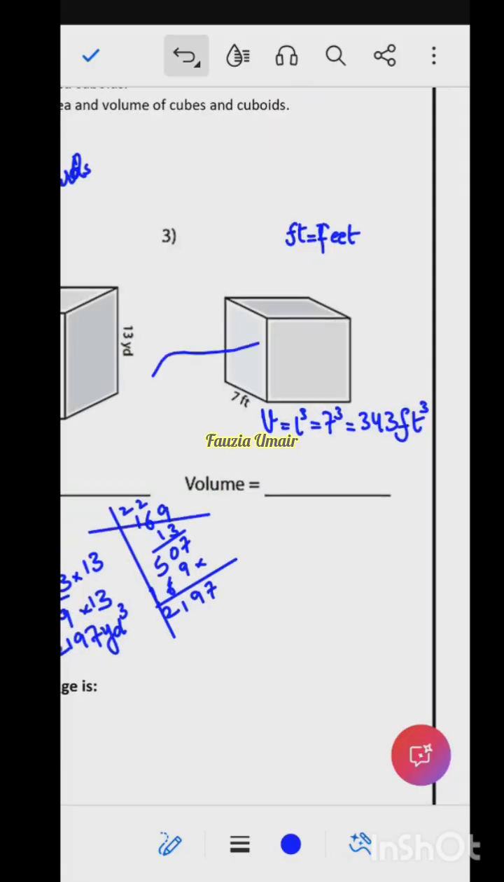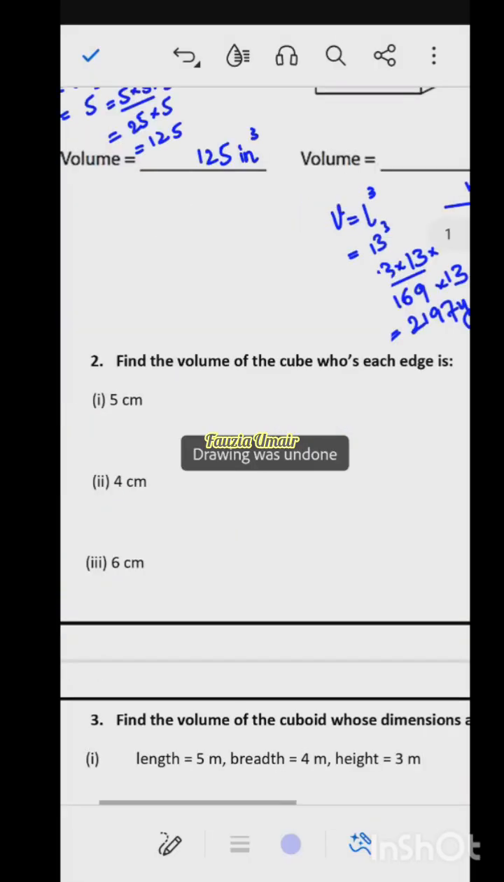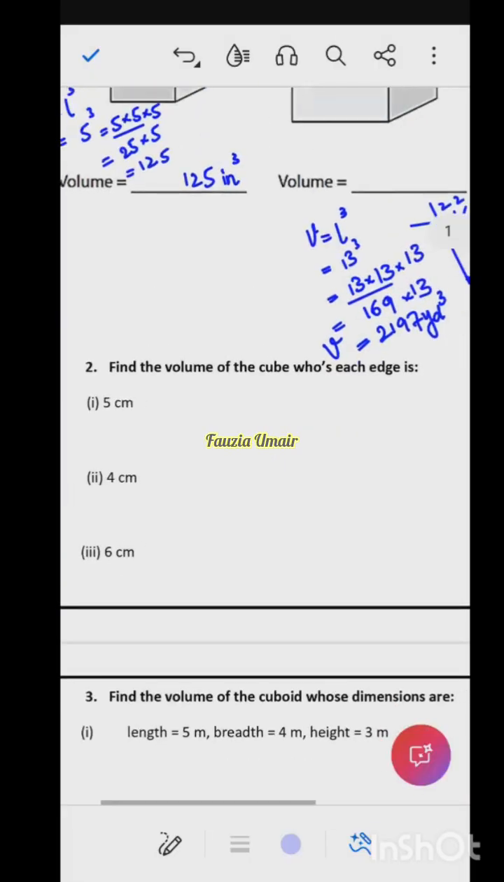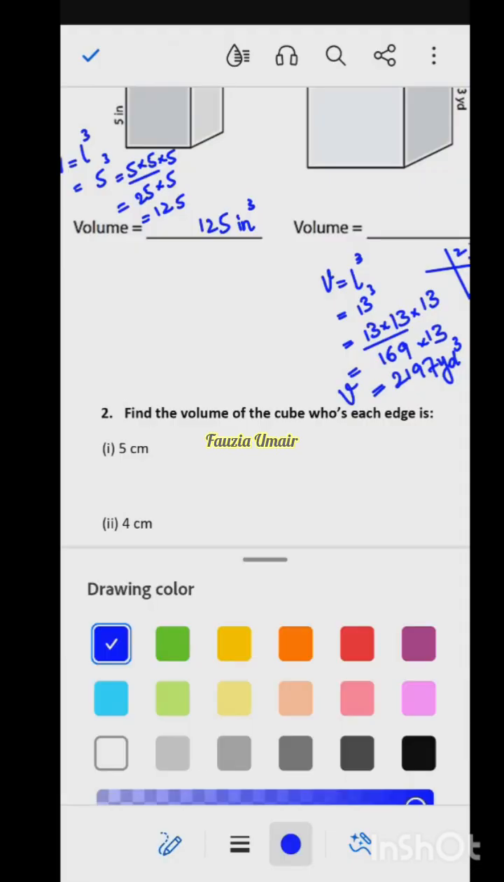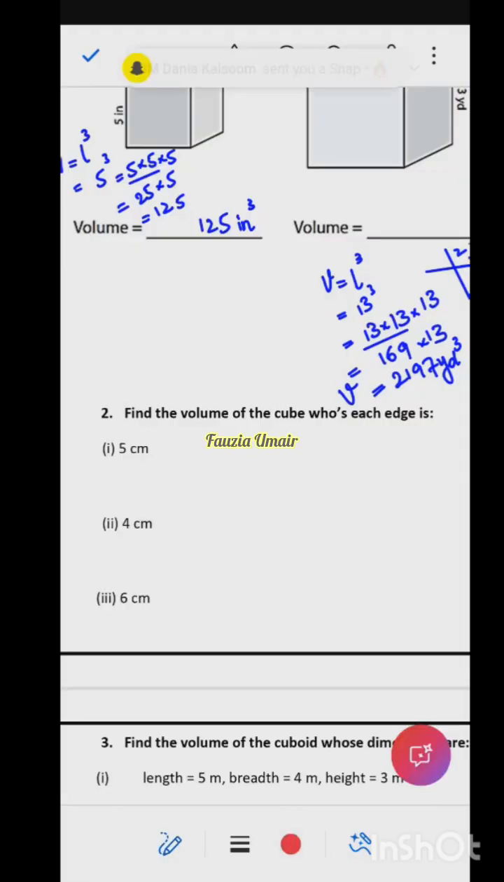So now let's look at the question below. This is again very simple. Find the volume whose edge is this. So what would be the volume if the side, edge matlab side, is 5 centimeter? Ma'am, 125. Very good. 5 cube is 125 centimeter cube.